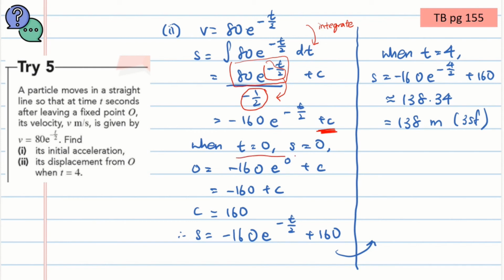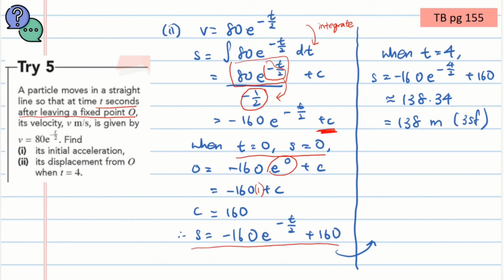When time is equal to 0, displacement is equal to 0 due to this statement here. Therefore, I can find that my c value will be equal to 160. Again, e to the power 0 is 1. So therefore c is 160, and I now have a complete function for the displacement.